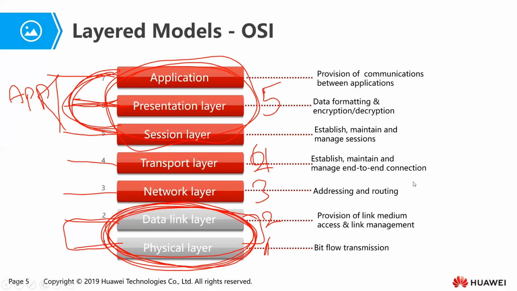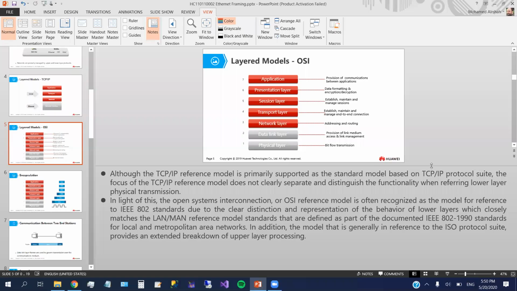Here we can see the functionality of every layer, so you can go through it. I am not going to repeat this. As I mentioned, we already explained this before. I want to mention only one point, which is very important. This point is the difference between the OSI model and the TCP/IP stack. What is the difference between them?